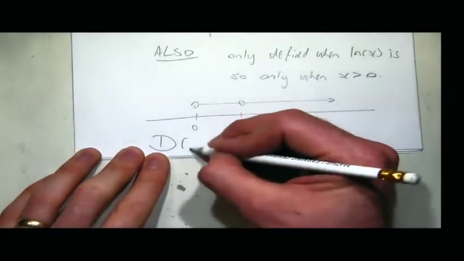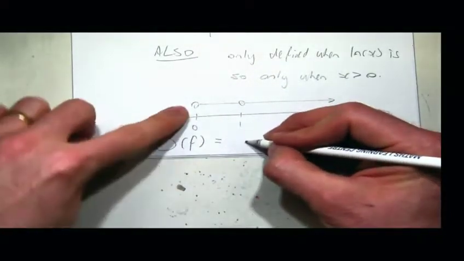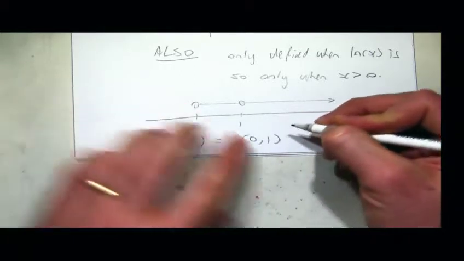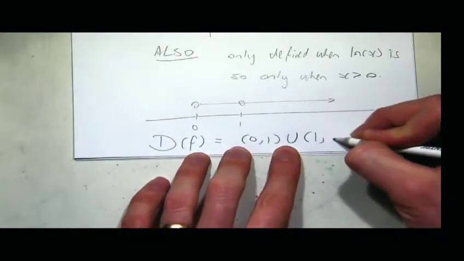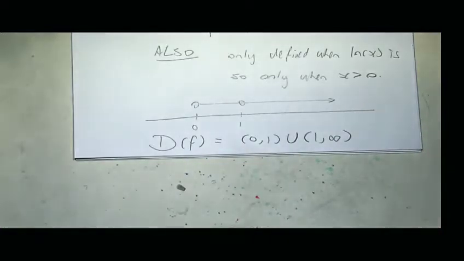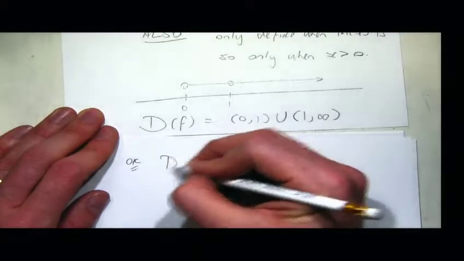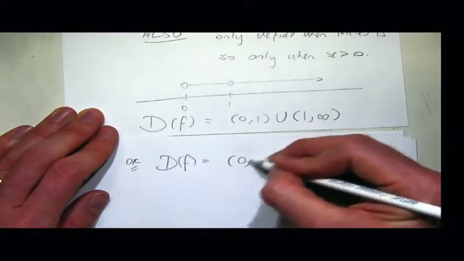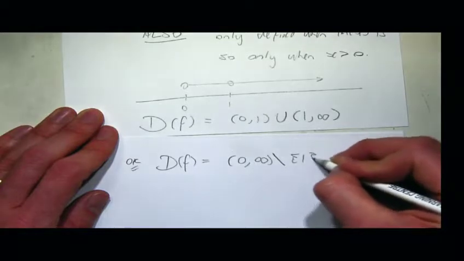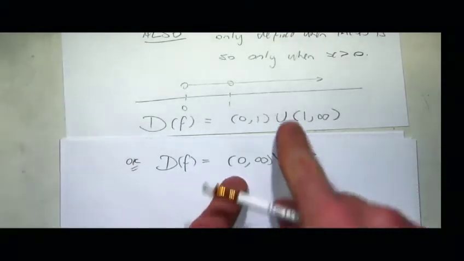Okay, so my domain of f is everything from 0 to 1, not including either 0 or 1, and everything from 1 to infinity. That's interval notation. I could also have written it as... that's the most natural way to write it though. I could also have written the domain of f is everything from 0 to infinity without the number 1. But that's not nearly as pretty as that one.